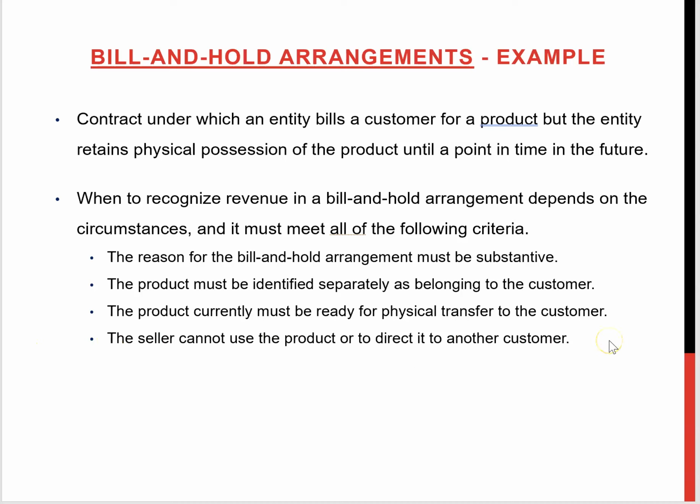This point is really important because this kind of identifies that the control is now to whom? The buyer. So the seller has no right to use the product. The seller has no right to sell it or give it to another customer. So that means the buyer has its controls, but for some valid reason, the seller is still holding the product. And if these conditions are met, then you can record it as a revenue.